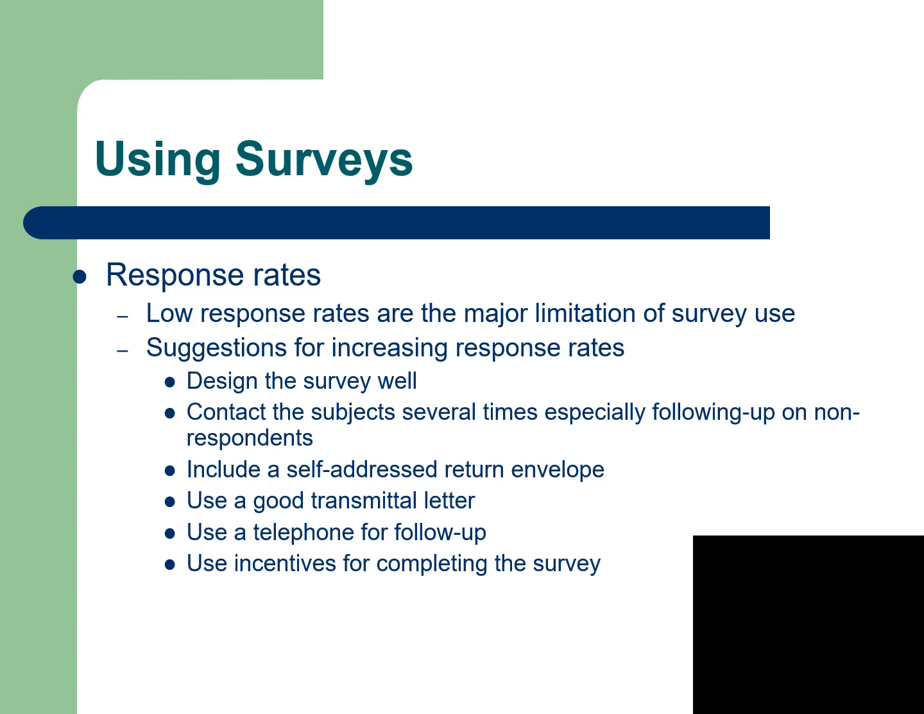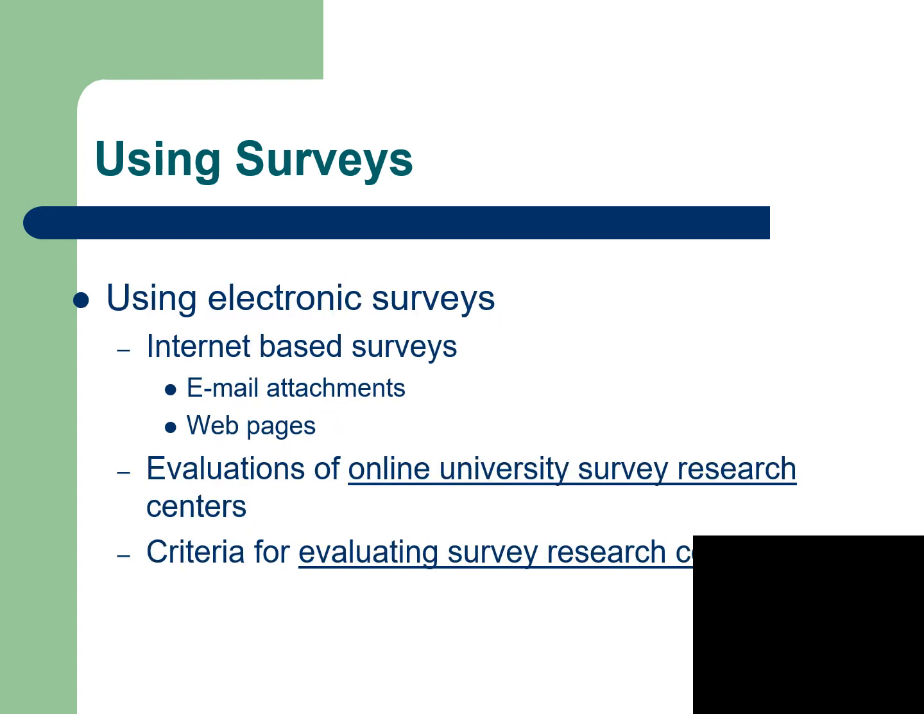These are some suggestions to increase the response rate. Design one survey, contact the subjects, sometimes include a self-addressed stamped envelope, and use a good transmittal letter. You know, sometimes use some incentives. This means sometimes some people even give money, for example, a ticket to the cinema, or a voucher to buy a Mac, for example, or lunch or something like that. And you need sometimes to do a follow-up with them.